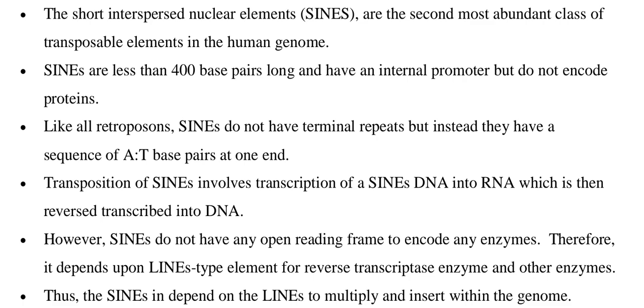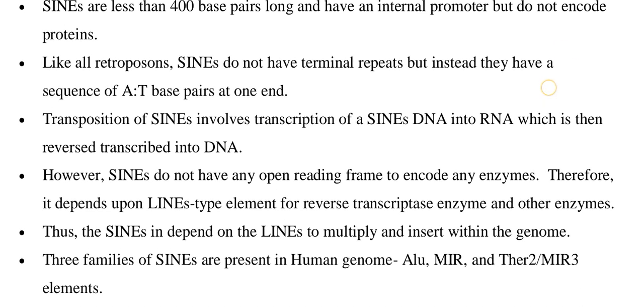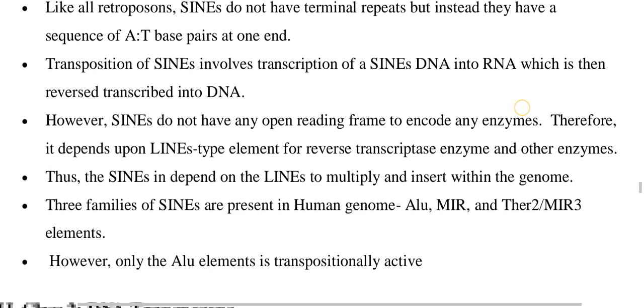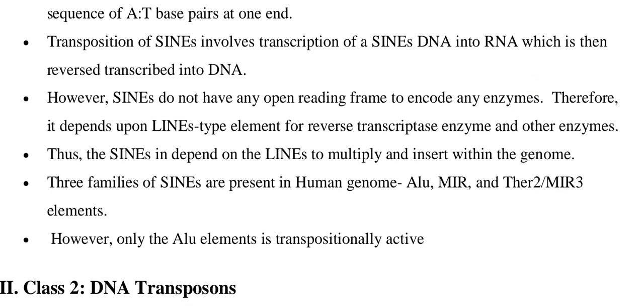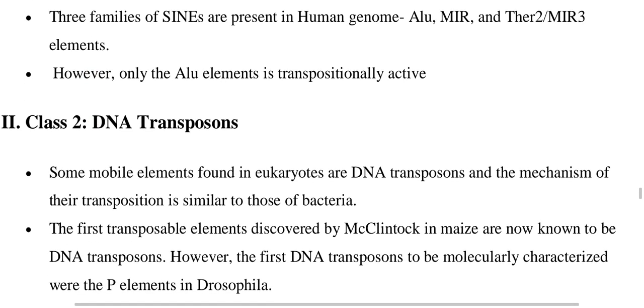Transposition of a SINE involves transcription of SINE DNA into RNA, which is then reverse transcribed into DNA. However, SINEs do not have any open reading frame to encode any enzyme. Therefore, they depend upon LINE-type elements for reverse transcriptase enzyme and other enzymes. Thus, the SINE is dependent on the LINE to multiply and insert within the genome. Three families of SINEs are present in the human genome: ALU, MIR, and THR2 MIR3 elements. However, only the ALU elements are transpositionally active.